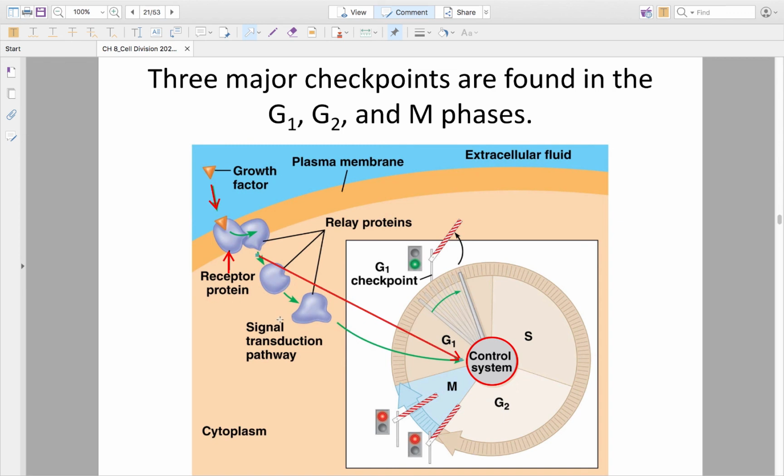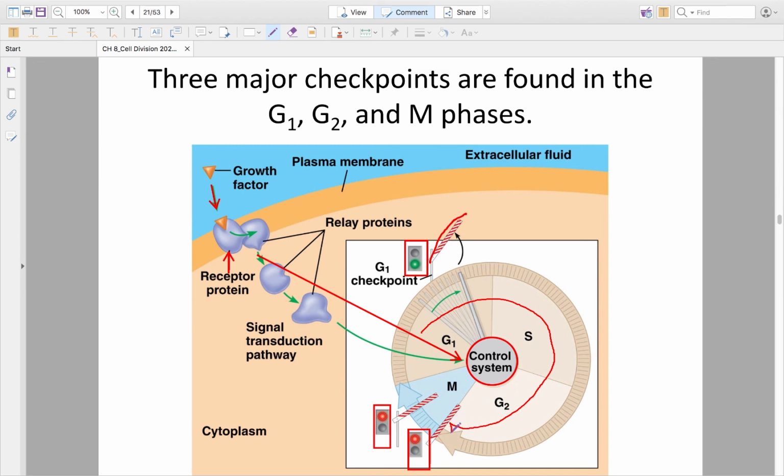And now, see these little, they look like lights, like traffic lights. Okay, there's a reason for that. This is where the checkpoints are. Okay, so we have a G1 checkpoint. A G1 checkpoint is going to check that the cell is supposed to really divide. So it makes sure that it does. And now, if it gives it the green light and it allows it to move through, it will usually move through the entire cycle, unless there's a problem.